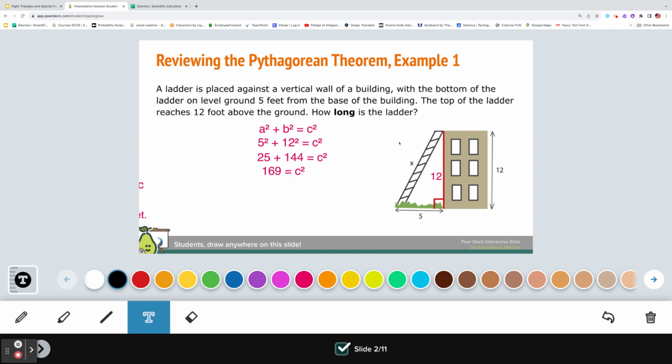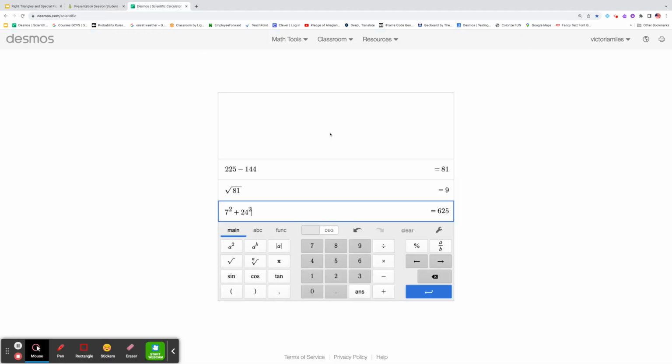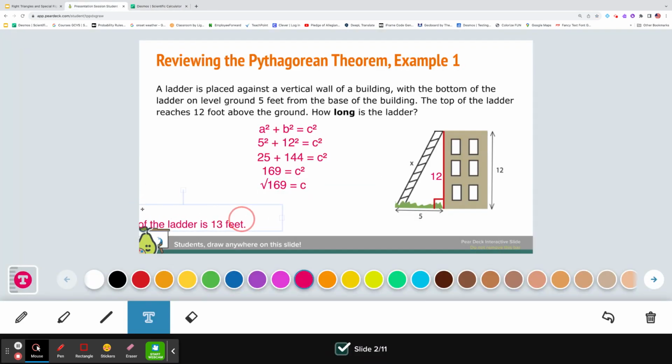I want to know what C is equal to, not C squared, so I need to take the square root of both sides of this equation, and I get that C is equal to the square root of 169. I can use my calculator and find that the square root of 169 is 13. So I get that C is equal to 13, but in a contextual problem like this, when the question asks, how long is the ladder? It's a good idea to bring that context back into your answer. The length of the ladder is 13 feet.